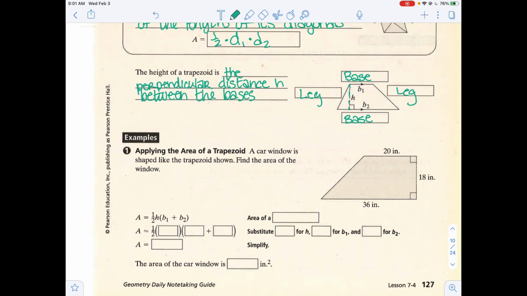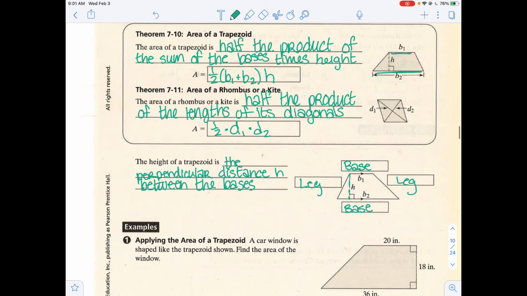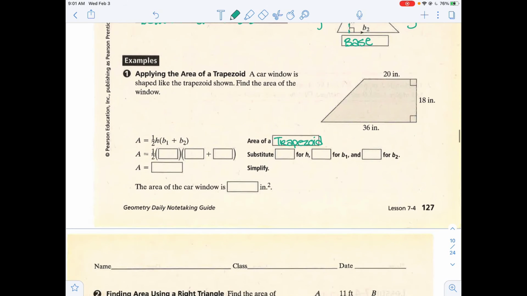Okay, so we have some examples. First is applying the area of a trapezoid. So first, area equals 1/2 times height times the sum of base 1 plus base 2. That's the area of the trapezoid. They just wrote it in a little bit different order than we did up here.